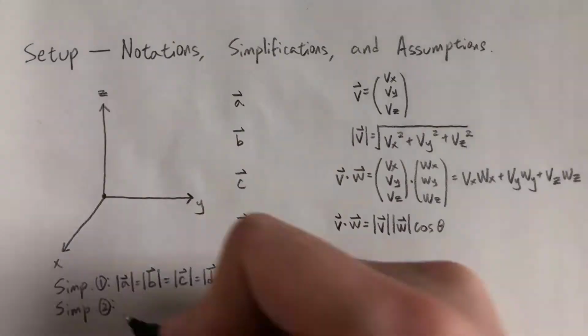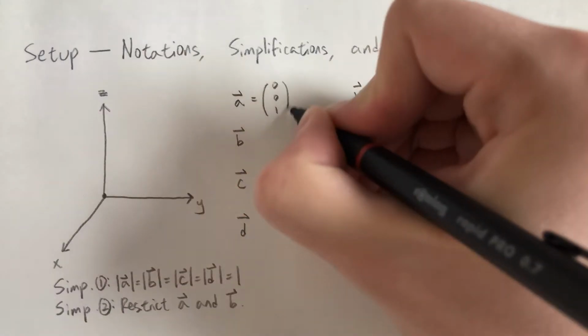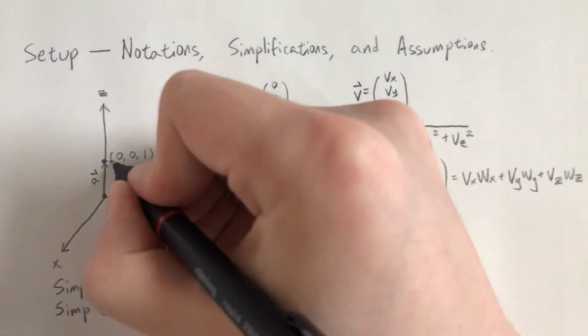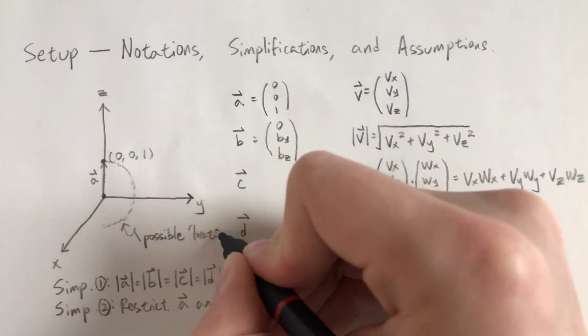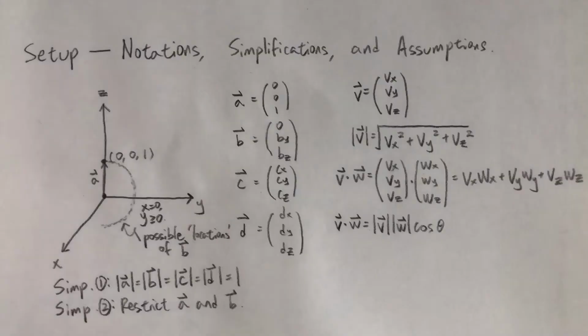Secondly, we will be restricting the degree of freedom of 2 of the 4 vectors to make the math easier. The position of one bonded molecule will be 0, 0, 1, as denoted by vector A, and the position of a second bonded molecule, as denoted by vector B, will be restricted to the half yz plane where y is positive, so that the angle between vectors A and B remains unrestricted.